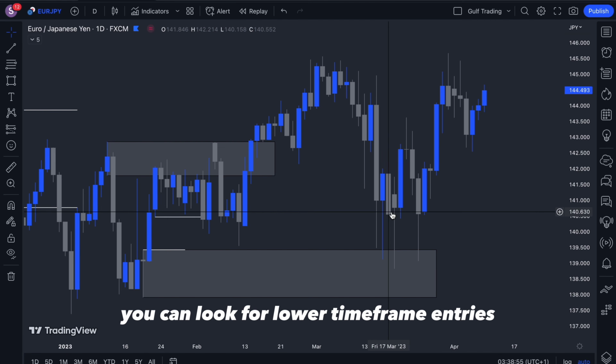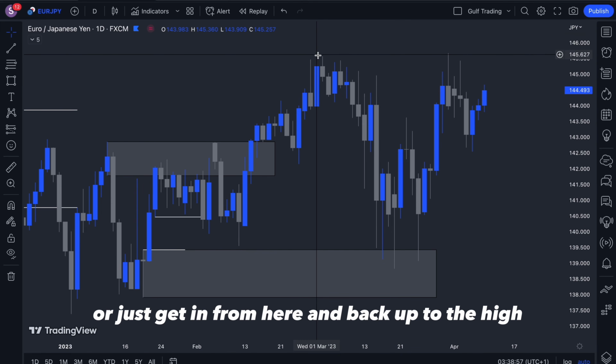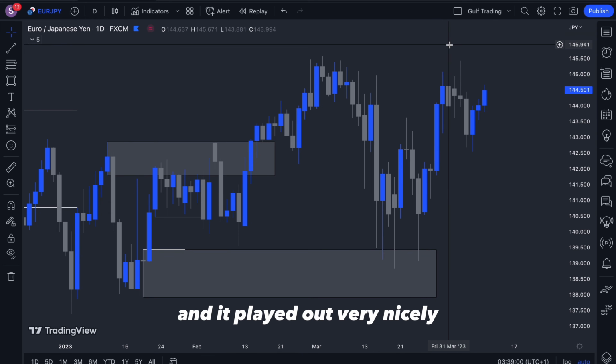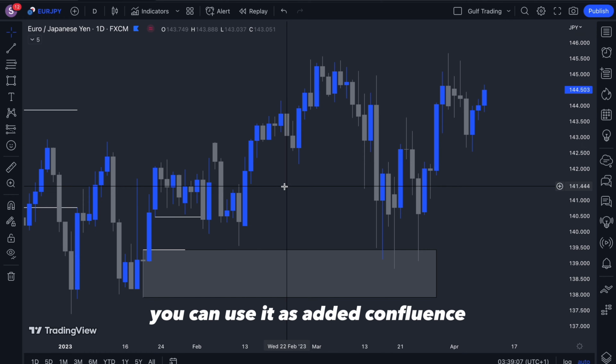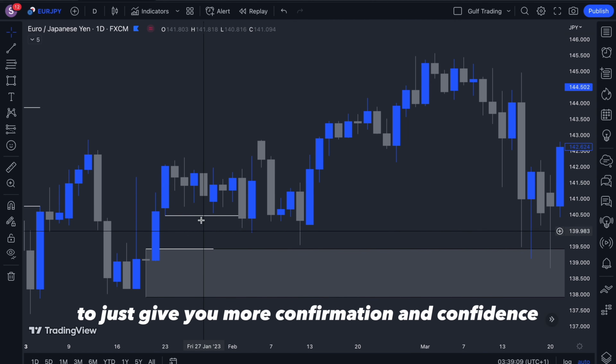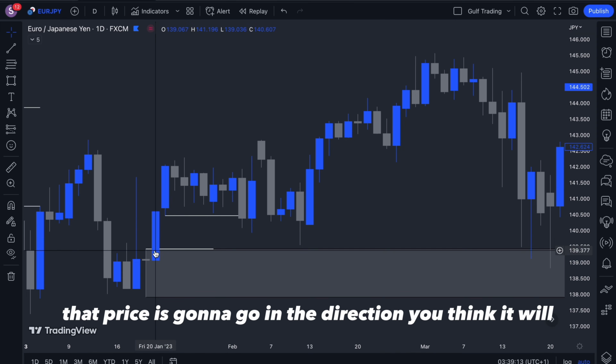You look for lower time frame entries, or just get in from here and then back up to the high, and it played out very nicely. So that's a way you can use it in the actual market. When you've got your zone, you can use it as added confluence to just give you more confirmation and confidence that price is going to go in the direction that you think it will.